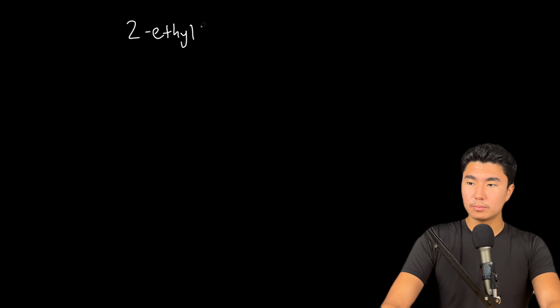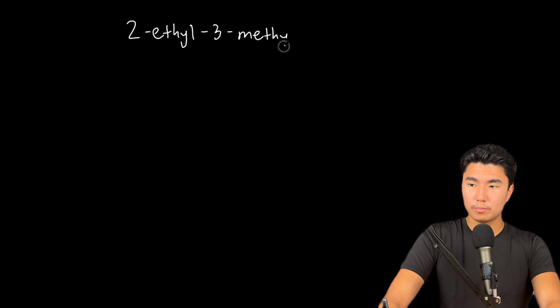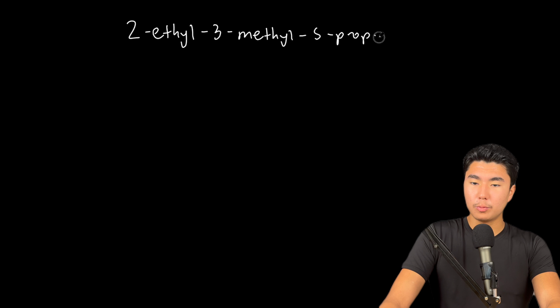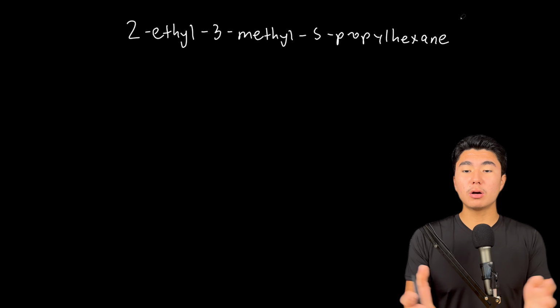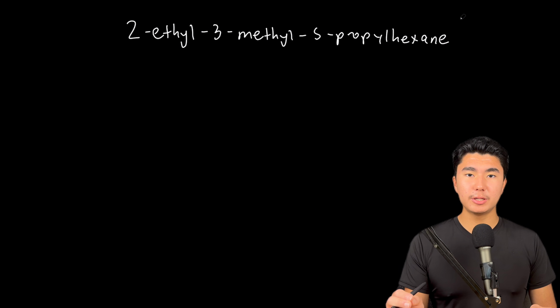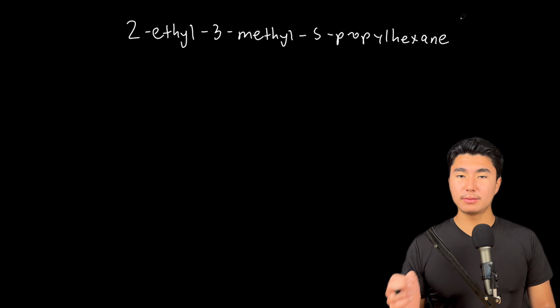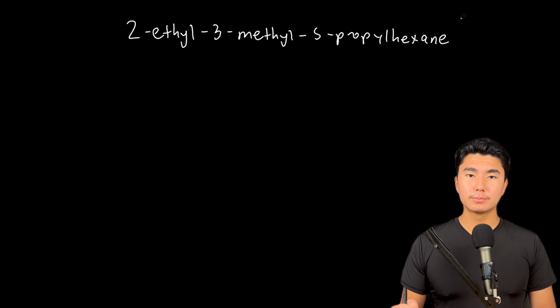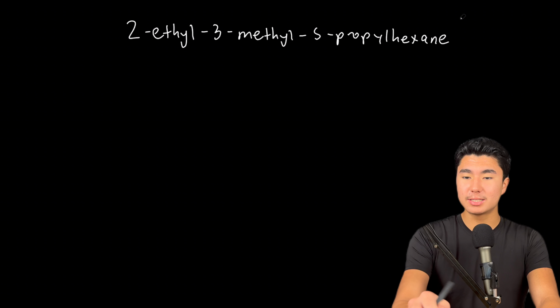So now let's get into our last structure. And this is going to be a little bit more difficult than our past ones. So we're going to have our 2-ethyl, 3-methyl, 5-propyl hexane. Just like all the other problems, I want you to pause this video and see if you can identify the correct naming structure.